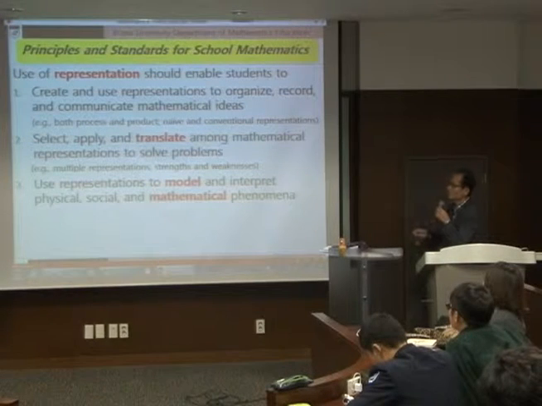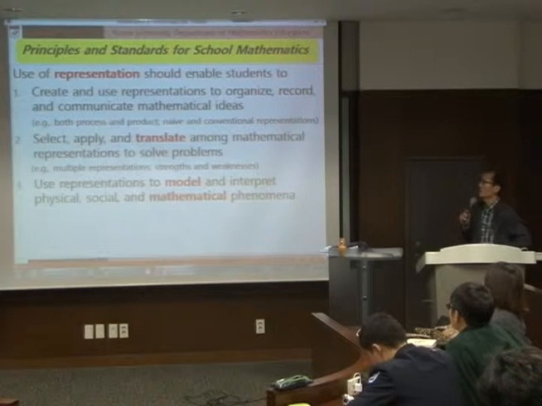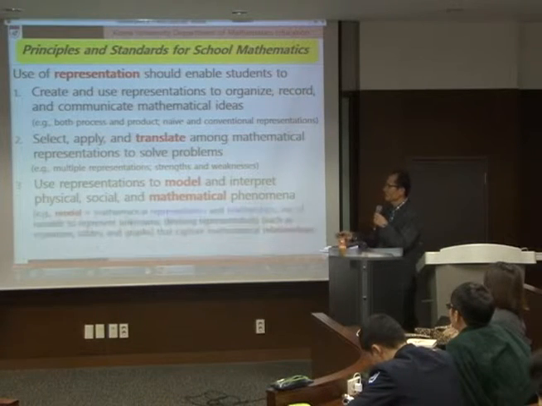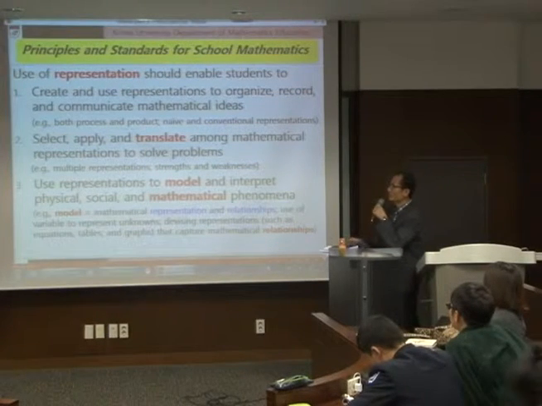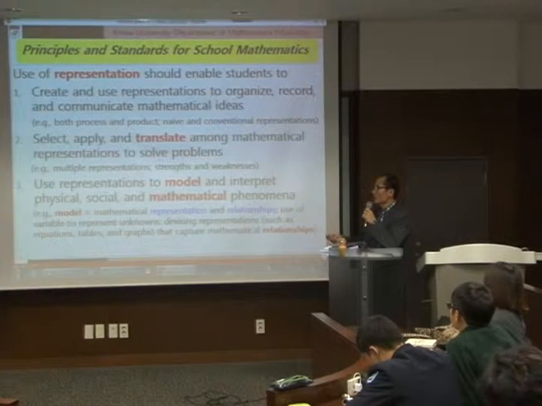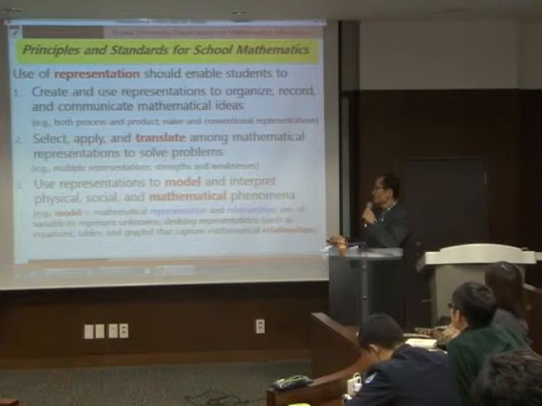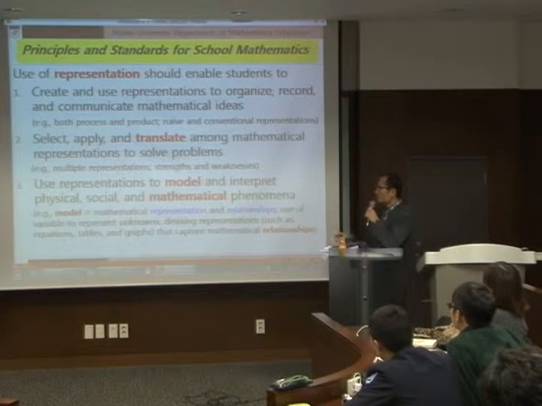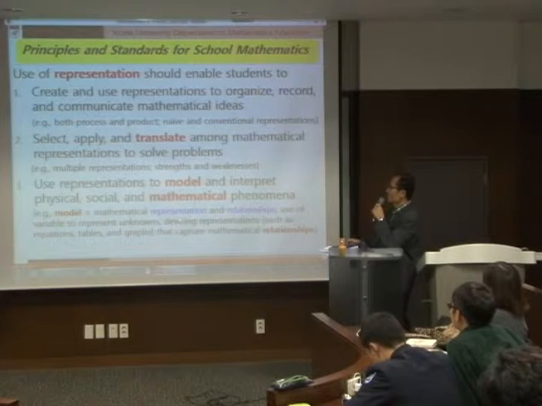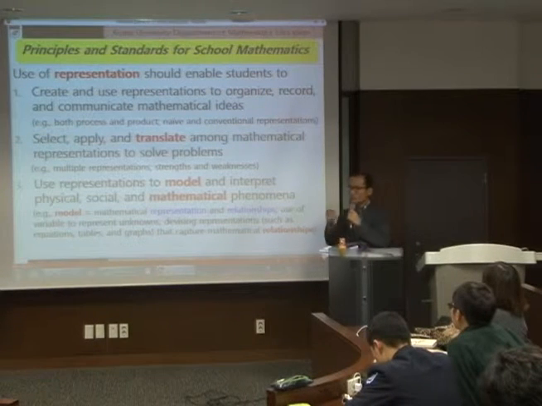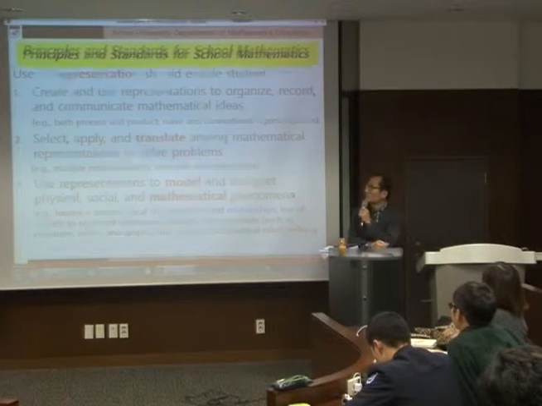Use representation to model and interpret physical, social, and mathematical phenomena. As you can see, I emphasize the meaning of model in this category. Model means mathematical representation and relationship. Using a variable to represent an unknown is a good example. Also, devising representations such as equations, tables, and graphs that capture mathematical relationships are going to be a good example in this category.